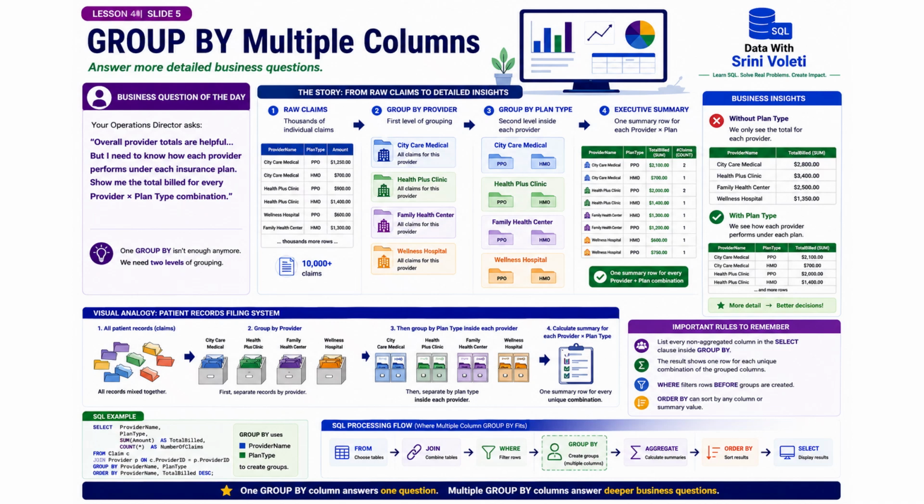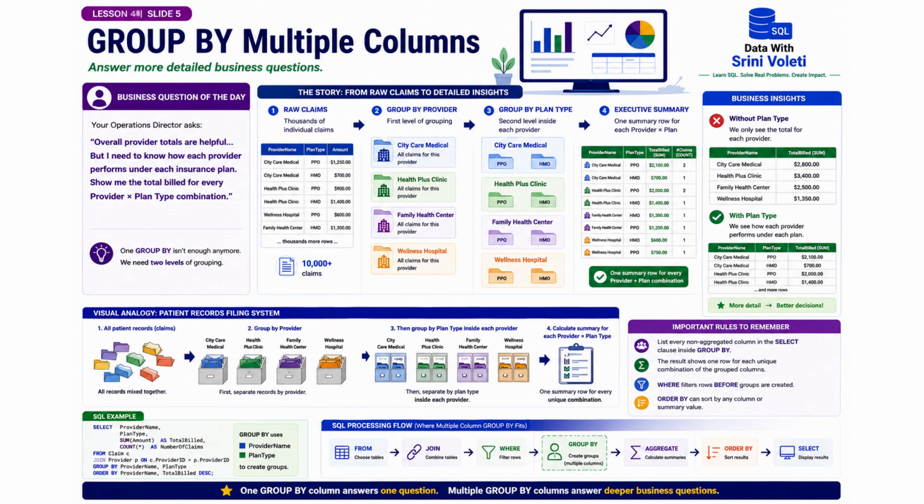The first level of grouping is by provider. Every claim belonging to the same healthcare provider is placed together. But we are not finished yet. Inside each provider, SQL creates another level of grouping. This time it separates the claims by plan type. Now each provider has smaller groups for PPO, HMO, Medicare, or any other insurance plans that provider is participating in. This is the key idea behind grouping by multiple columns: we are creating groups inside other groups.